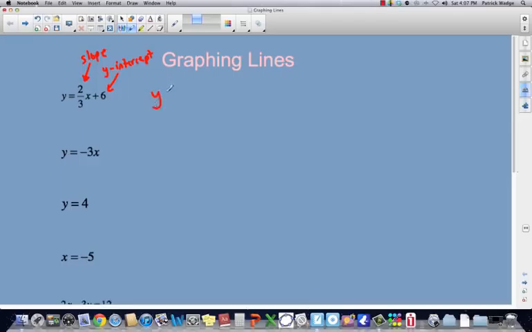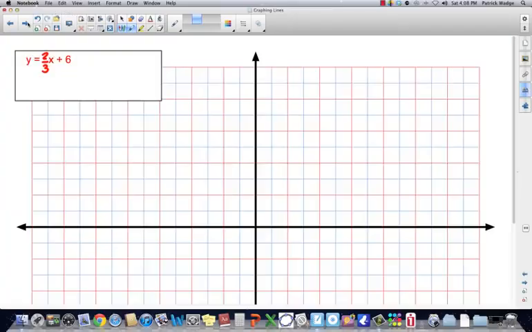Y equals mx plus b, right? The slope is the m, and the y-intercept is the b. So in this case, slope is 2/3 and y-intercept is 6. So let's graph that. Here it is, y equals 2/3 x plus 6. The y-intercept is 6. So I go up 1, 2, 3, 4, 5, 6, and I put a dot.